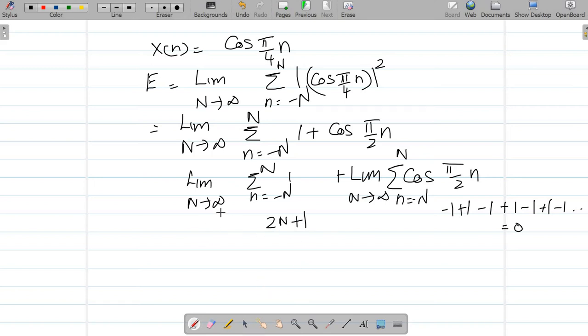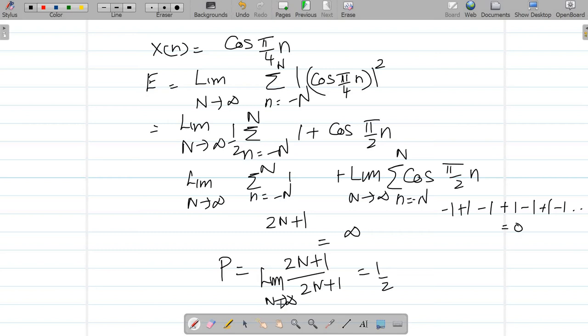So it is definitely not an energy signal. If I try to apply the limit to this, it becomes infinity. But the power is the result of the energy divided by 2N plus 1, and if I apply the limit to this, it becomes one half. So it is a power signal. Sorry, I think we missed out a half here. So all throughout there should have been a half. So this is the result.